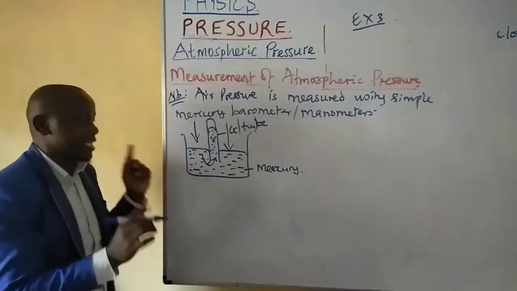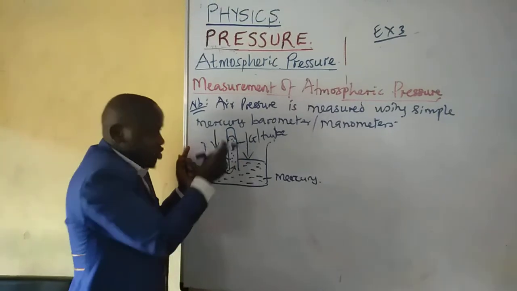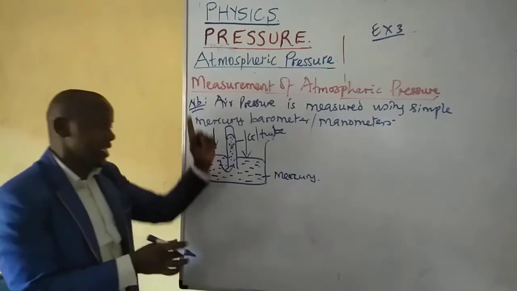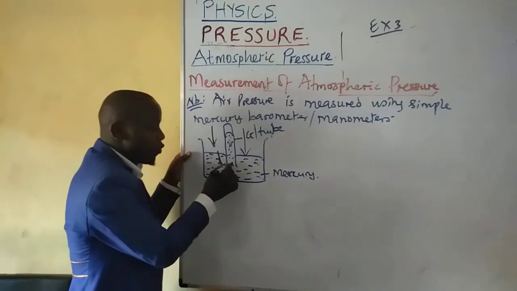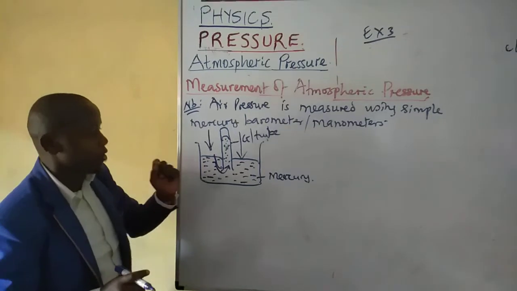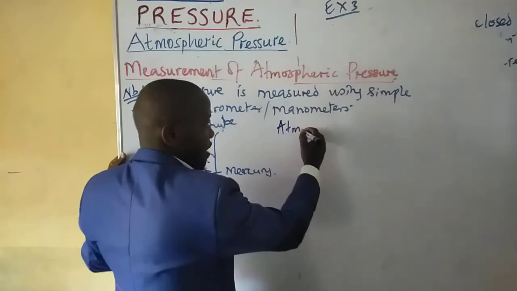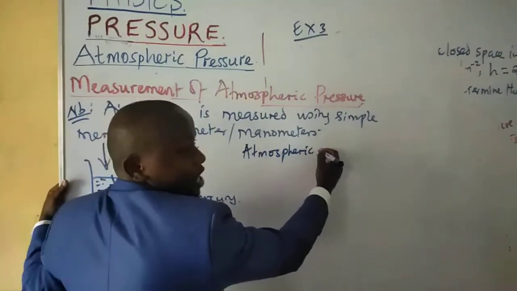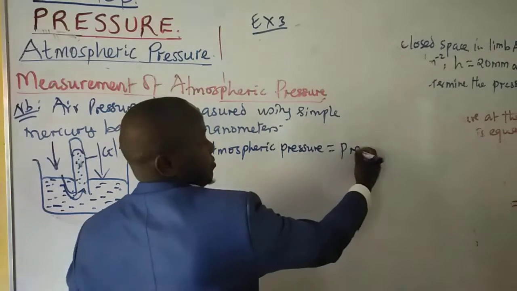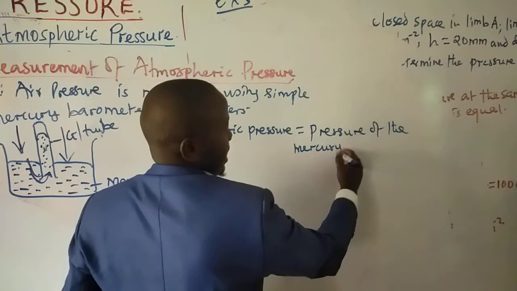And therefore, we can say that the atmospheric pressure, which is outside this setup, or outside the glass tube, is able to support a certain height of the mercury inside the glass tube. Therefore, we say that the column which remains in the glass tube after the experiment has been supported by the atmospheric pressure outside. And with this, we can say that atmospheric pressure is equal to the pressure of the mercury supported.